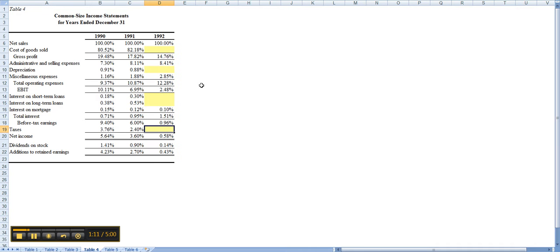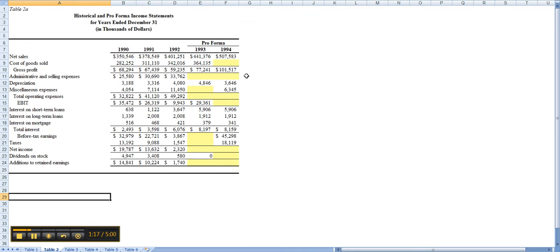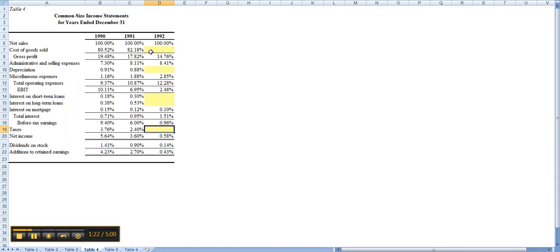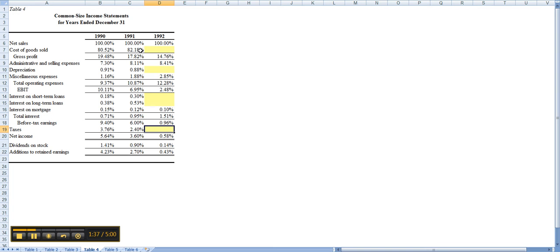Table 4, same thing with the income statement. Go back to the income statement in table 2, and for the income statement you base it on the largest item, which is net sales. You can see there it's got net sales as 100%. So take every item, divide cost of goods sold by net sales. So what percent is cost of goods sold of net sales, and that will give you the 82.18%. So that's all you got to do. It's just simple math.